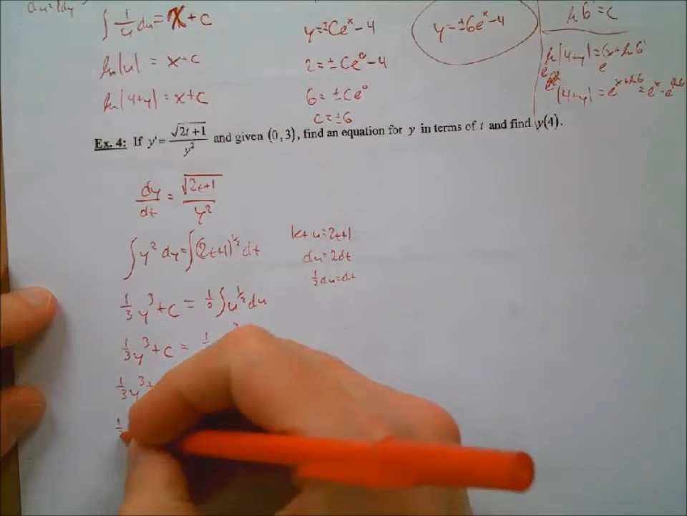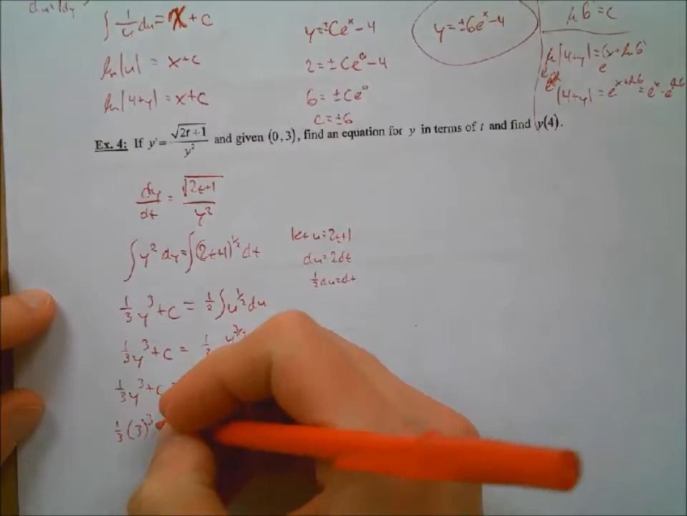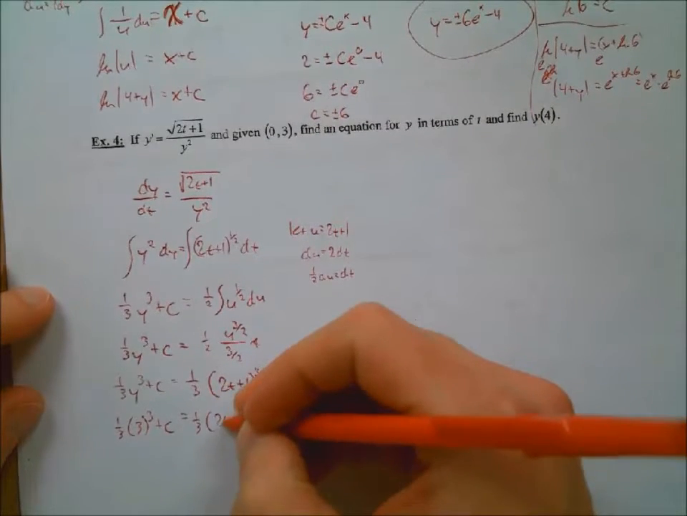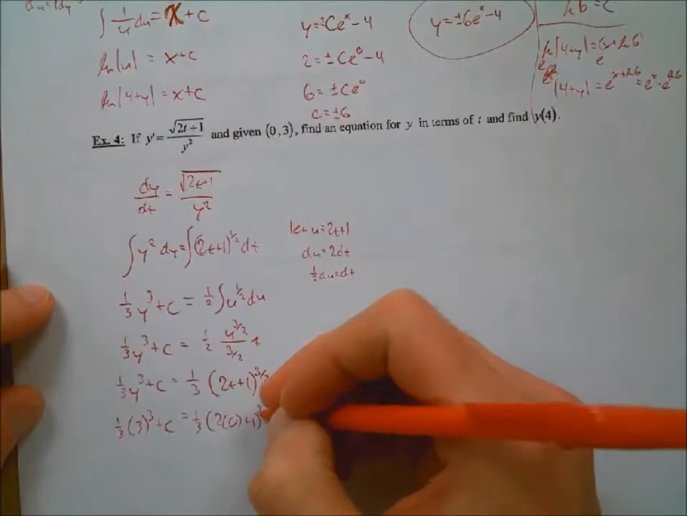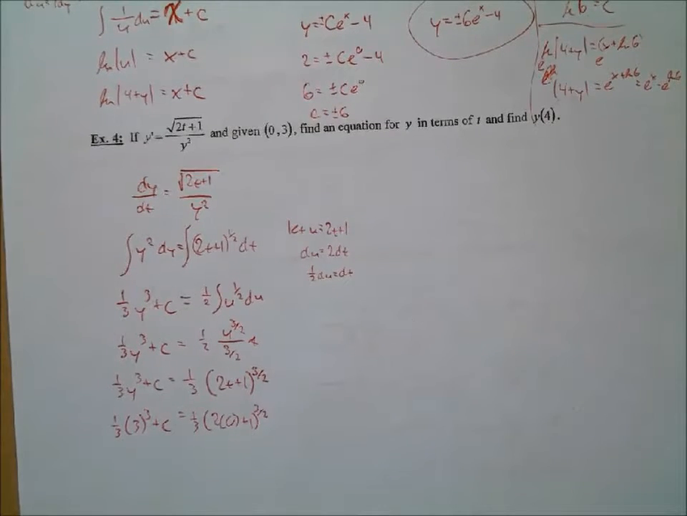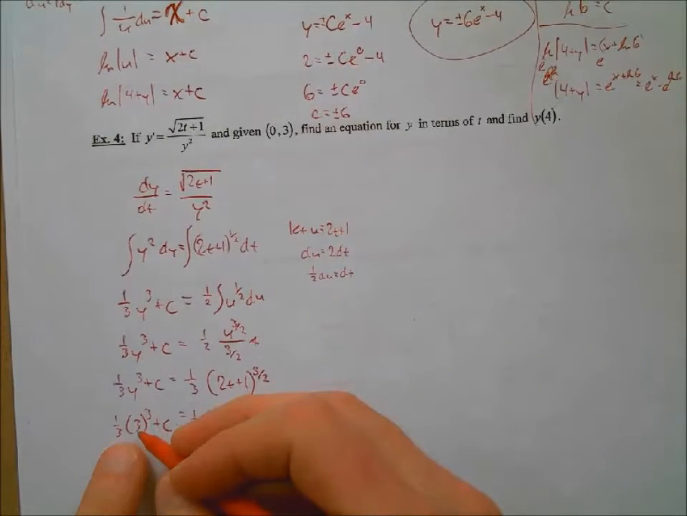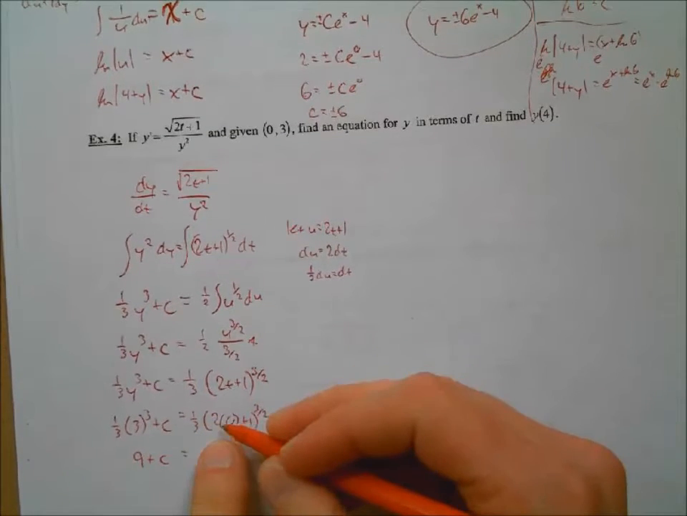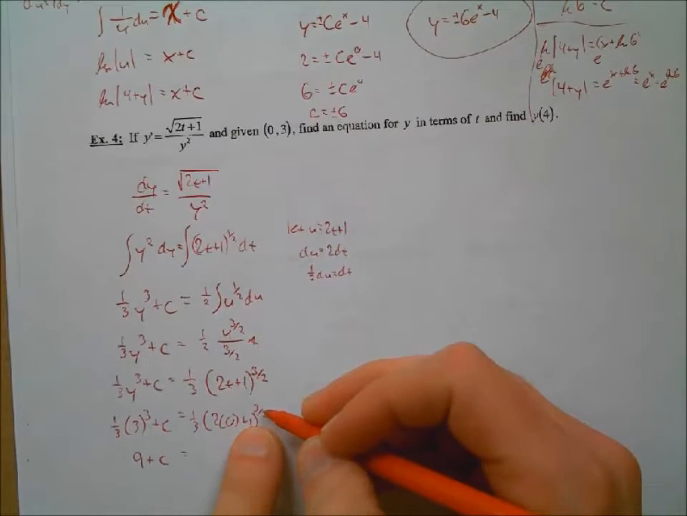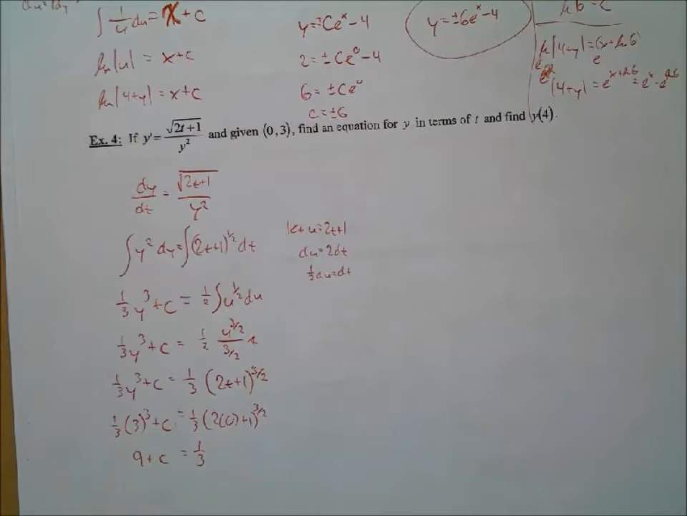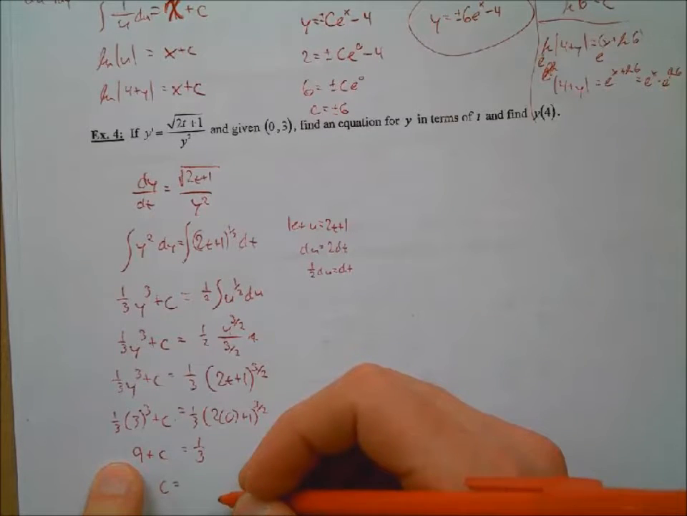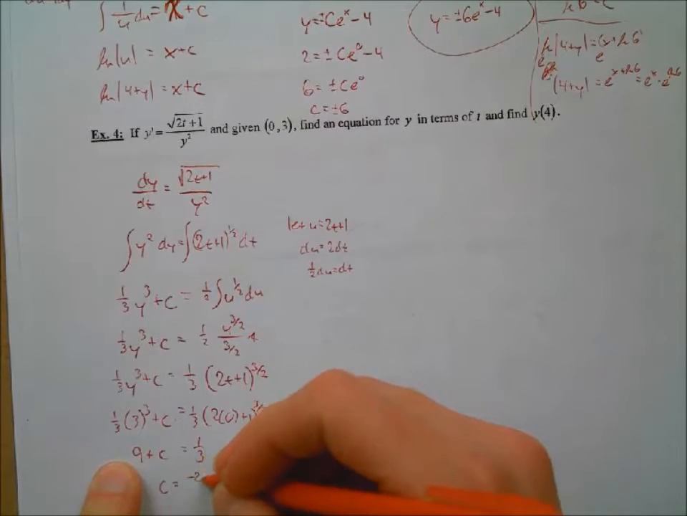All right, so 1/3 times 3 cubed plus c, again 3 is the y, equals 1/3 times 2 times 0 plus 1 to the 3 over 2. Okay, so 3 cubed is 27, divided by 3 is 9. 2 times 0 is 0, plus 1 is 1. 1 to the 3 halves is 1, so 1/3. Okay, and so we'll subtract the 9 from c, which is really 27/3, so negative 26/3.